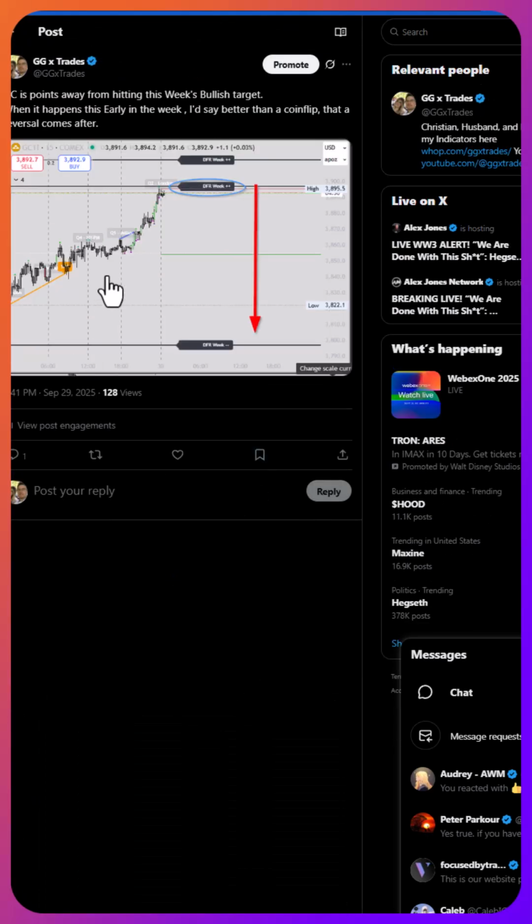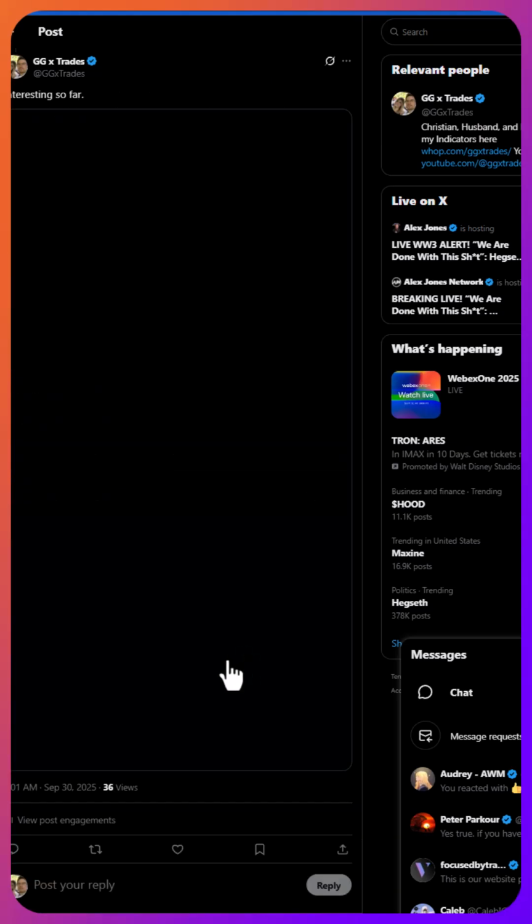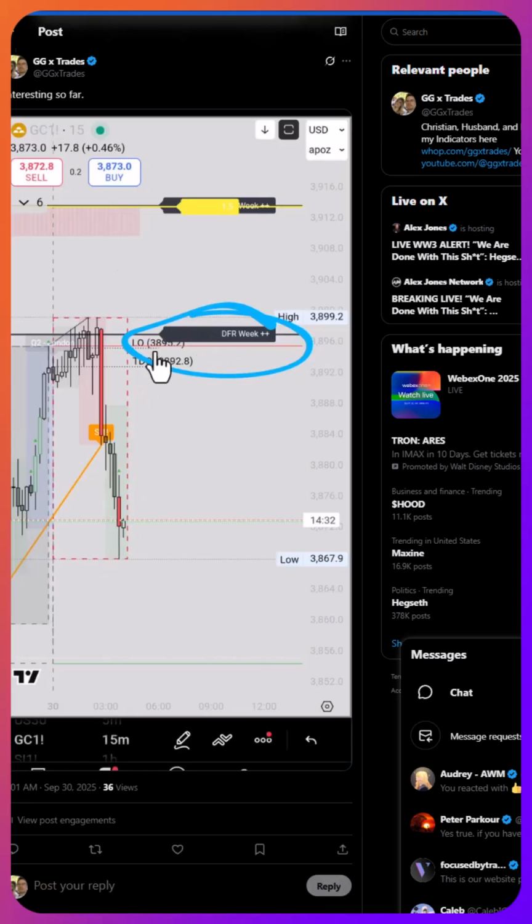And then overnight, gold hit the week's target already, which is quite early in the week. And I wrote here that it's hitting the bullish target very early. When it happens, I'd say better than a coin flip that we reverse. And it ended up being bearish right after hitting the week's defining range. It ended up recovering quite a bit.